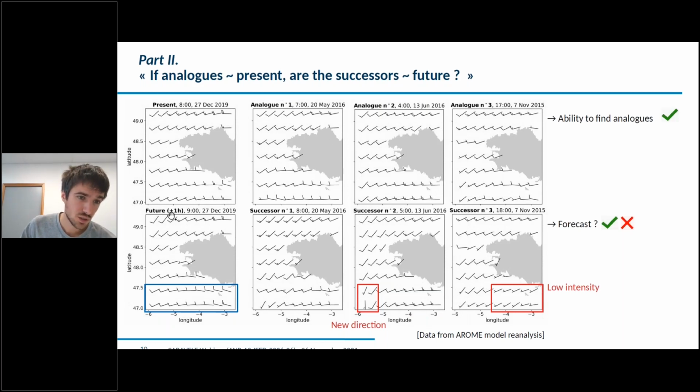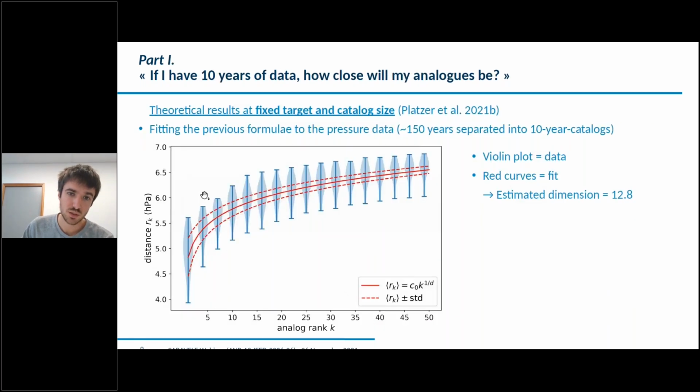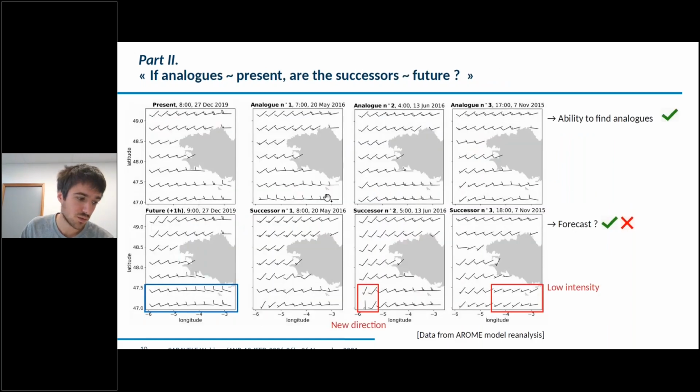And now the question is, if you look at the future, so 1 hour later at 9 a.m. at the same date, will the successors also be close to the future? And the answer is yes, but sometimes you have some issues. Actually, you have many, but I want to point out maybe these 2 here. Here, the successor number 2 had quite the same direction as the present at the bottom left of the map.